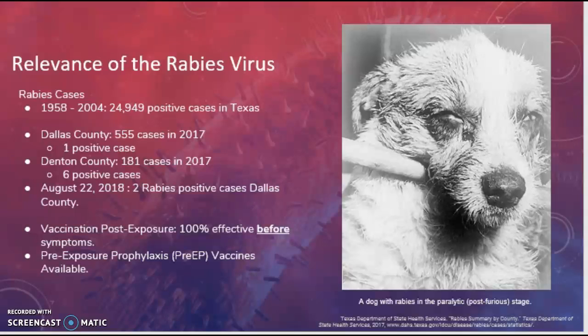In the past 50 years, almost 25,000 cases have been reported positive in Texas. Just last year, 555 cases were reported in Dallas County, with 1 returning positive, and 181 cases were reported in Denton County, with 6 positive cases. Just this year in August, there were 2 bats that were reported to have come back positive for rabies in Dallas County. Vaccination post-exposure is 100% effective before symptoms start. And there are pre-exposure prophylactic vaccines available, though they are pretty expensive.